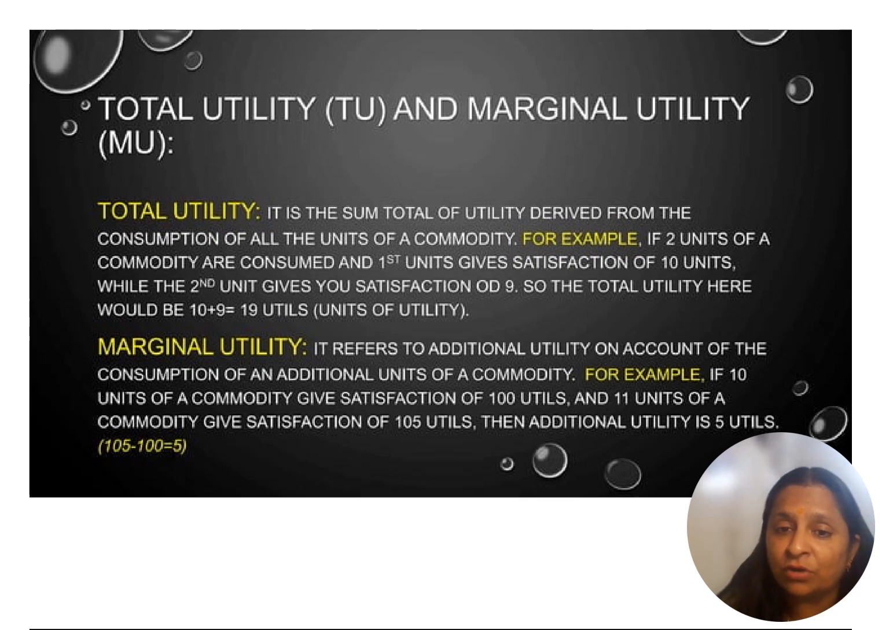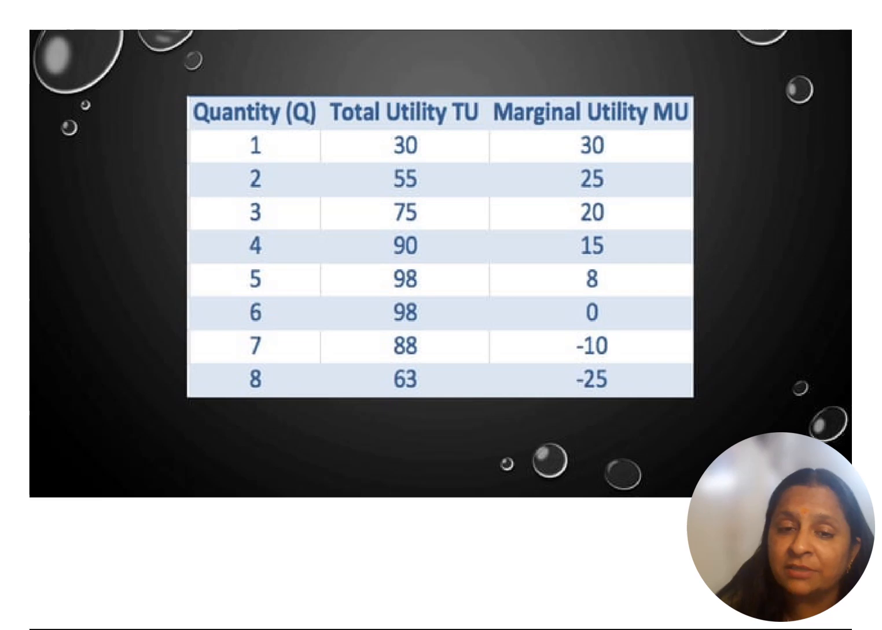So I use 180 utils, that is my total utility. But when we talk about marginal, it means additional change. If I consume one additional apple, what is the change in my total utility? That addition is calculated as the marginal utility. In marginal utility we can say it is positive or negative. Here I show one table.